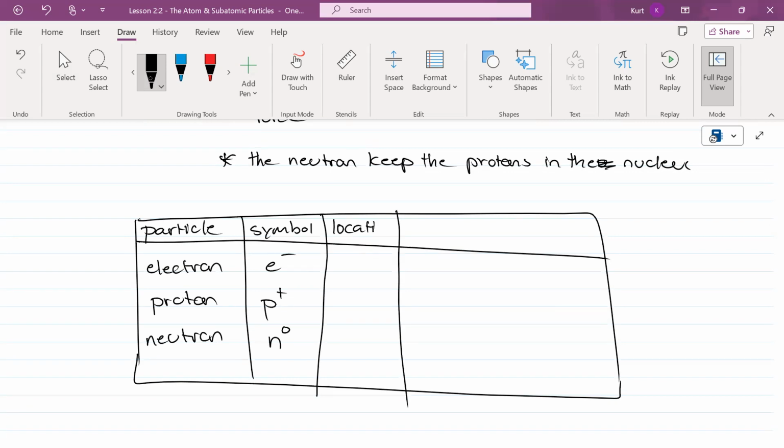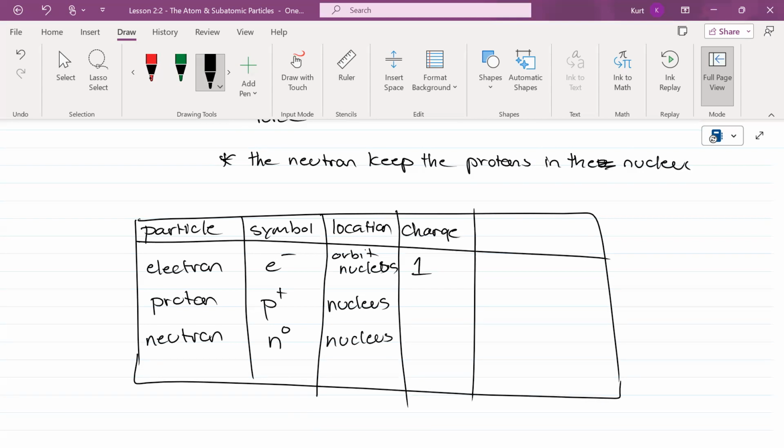Location. Nucleus. Nucleus. Oh, wait. Electron's not nucleus. Orbit. Nucleus. Nucleus. Charge. -1, +1, 0. And then mass, and that'll be it for today. 0.00005 AMU, 1 AMU, 1 AMU. Okay. Get all that and you're free to go.